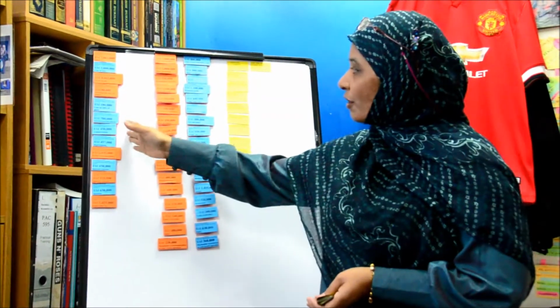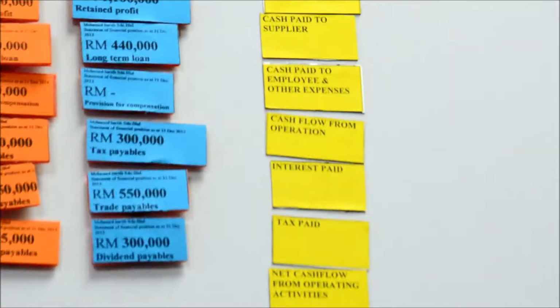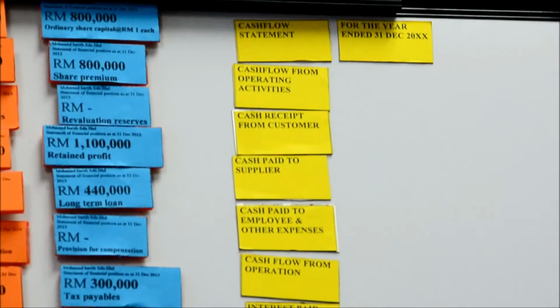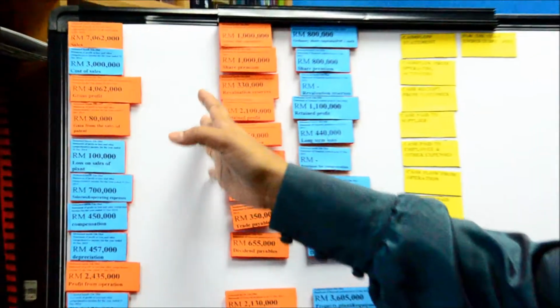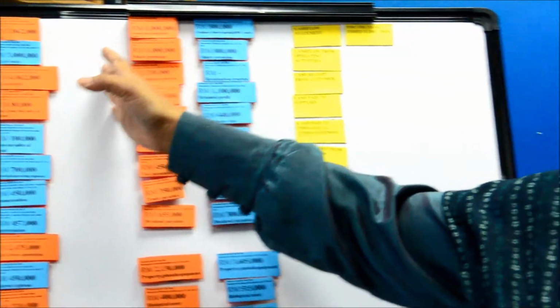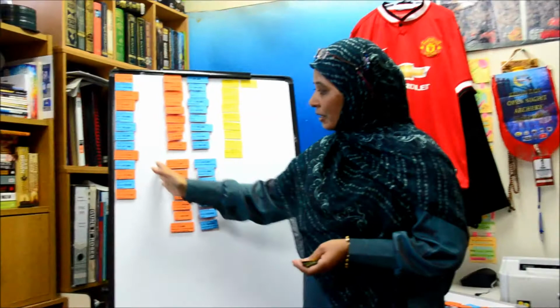And then we move on to our profit or loss. We move on to our financial position. In the financial position, we have non-current assets, we have current assets, we have the financed by, or the shareholders' equity, share capital and reserves, and also your liabilities, right? So here is about your non-current assets.